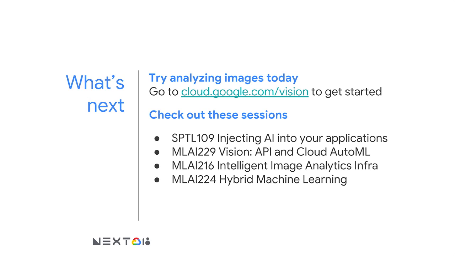The second thing I would have you do coming out of this session is check out some of these other ones that are coming up today and tomorrow. So injecting AI into your applications, I think, gets more specific around each of the pre-trained machine learning APIs that we have as part of GCP. The vision session actually goes into specifically the stock Vision API as well as the power that Cloud AutoML gives it and where you can supercharge it.